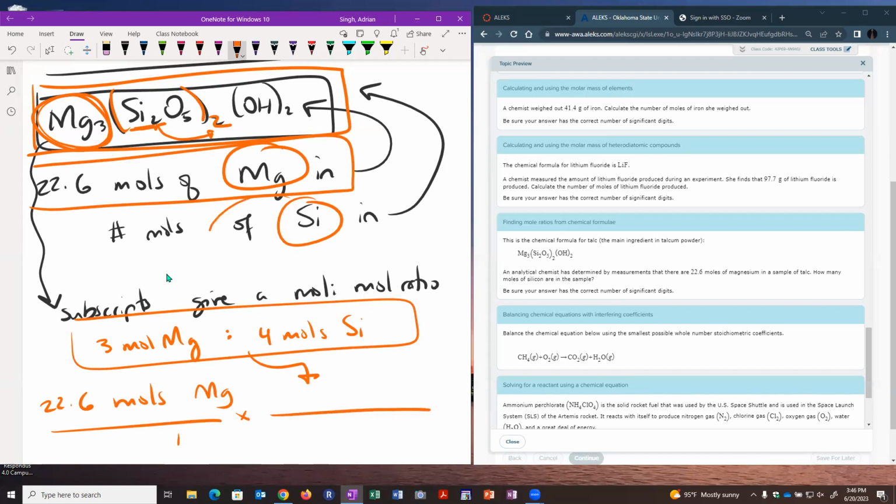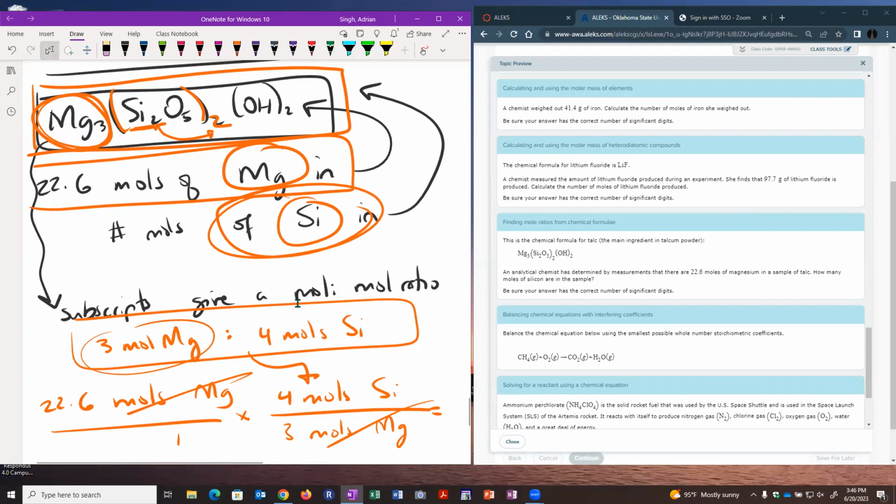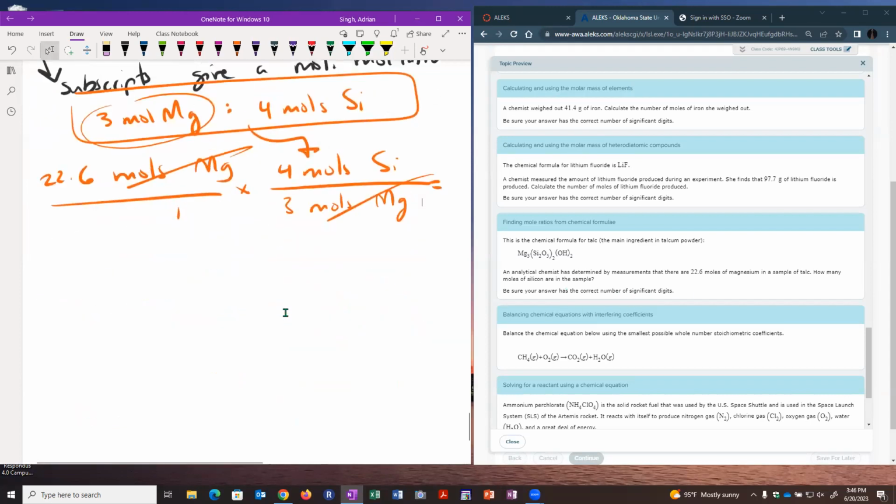If I want to end up with moles of silicon, I'm going to put my 4 moles silicon on top, my 3 moles of Mg goes on the bottom because I want the moles of Mg to cancel, and I just need to then multiply and divide out. And I'll get my moles of Si. You want to round it to the correct number of significant figures.